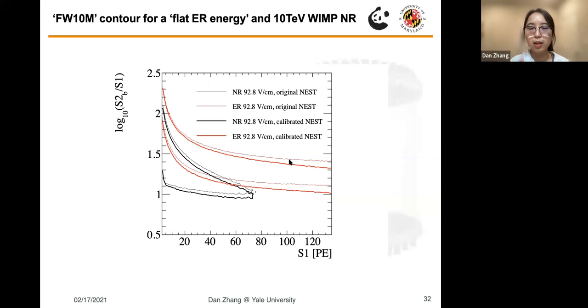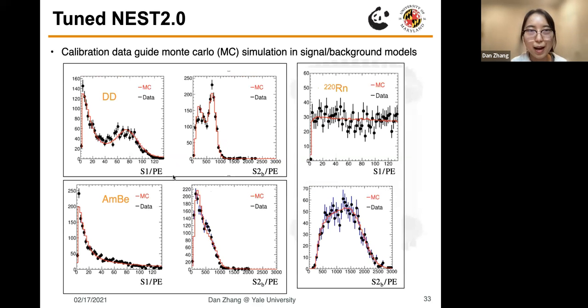And here is, I think, a clearer view of the difference between our calibrated NEST model and the original one. The original one is in a lighter color. Basically, their model has very successfully predicted the overlap between NRs and ERs, and we are confident to use the global fit by NEST to extend to different electric fields. And here is a more specific view of how well the calibration data agrees with the calibrated model for all three groups of data, including deuteron-deuteron fusion neutrons, NB alpha N neutrons, and radon 220 progeny betas, profiled onto S1 and S2b.